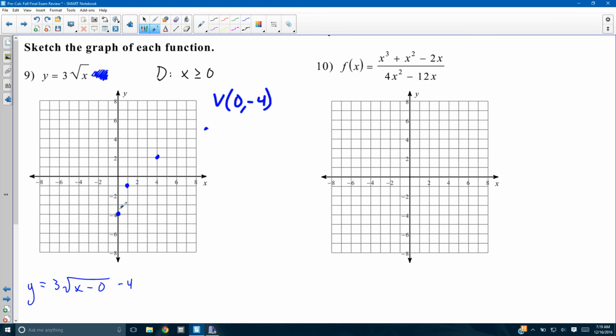It cannot go to the left. It will not go underneath as well. It is just a positive square root function, like that. Keeps going. Okay, number 10 is a lot of business going on here.